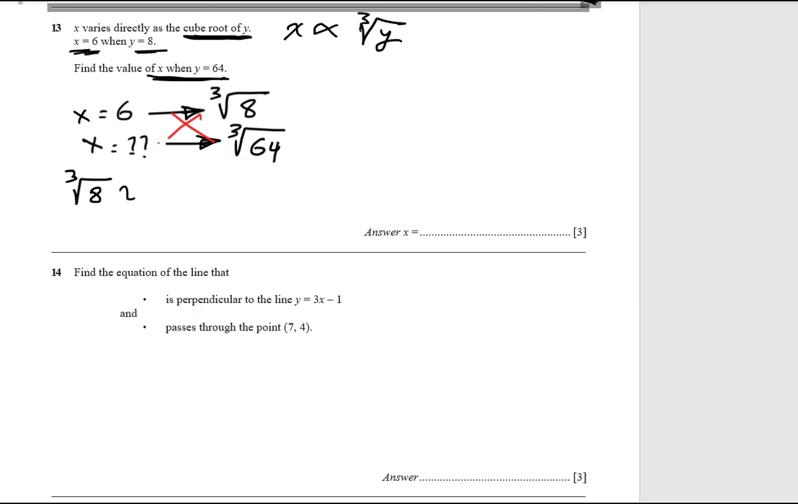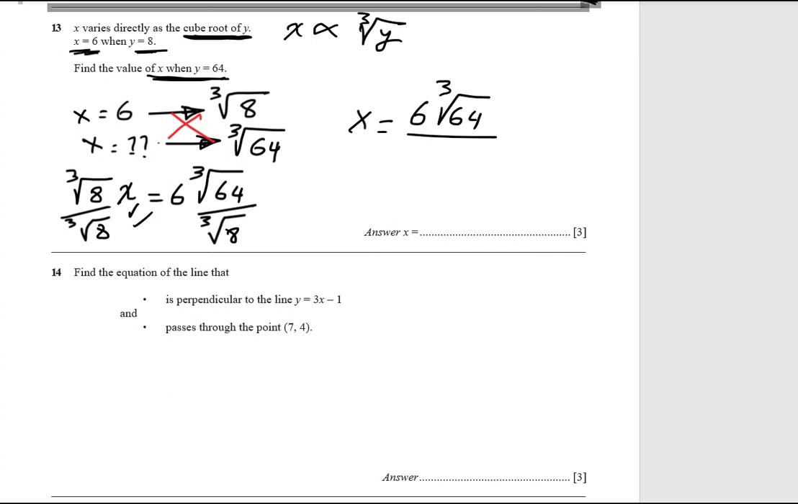The cubic root of 8 multiplied by x is equal to 6 multiplied by the cubic root of 64. Divide by the cubic root of 8 on both sides, and we find x. So x will equal 6 times the cubic root of 64 divided by the cubic root of 8. You know that the cubic root of 64 is equal to 4, and the cubic root of 8 is equal to 2. Divided by 2, so 6 multiplied by 2, x will equal 12.